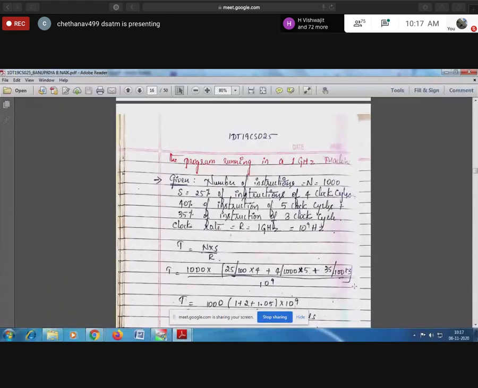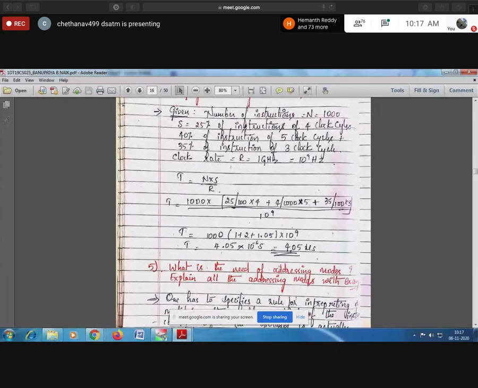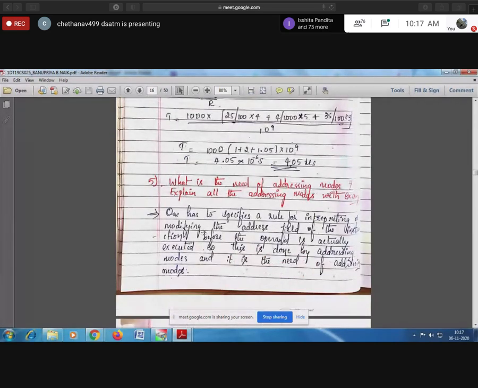Out of 1,000 instructions, 25% of the instructions require 4 cycles, 35% of the instructions require 3 cycles, and 40% of the instructions require 5 cycles, divided by R. R is nothing but 1 gigahertz. So you will get 4.05 microseconds. So to execute 1,000 instructions, the total time taken by the processor is 4.05 microseconds.